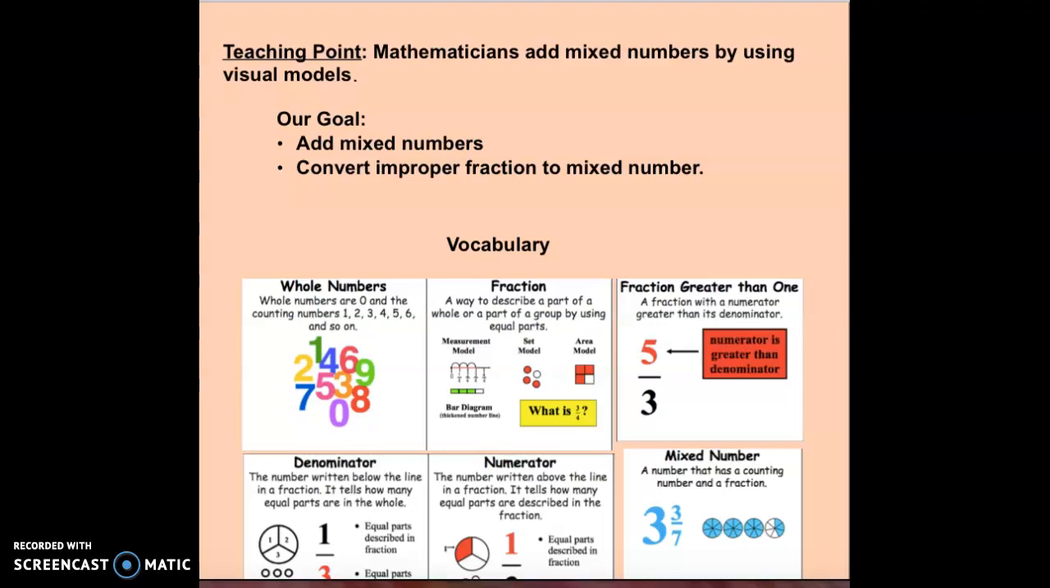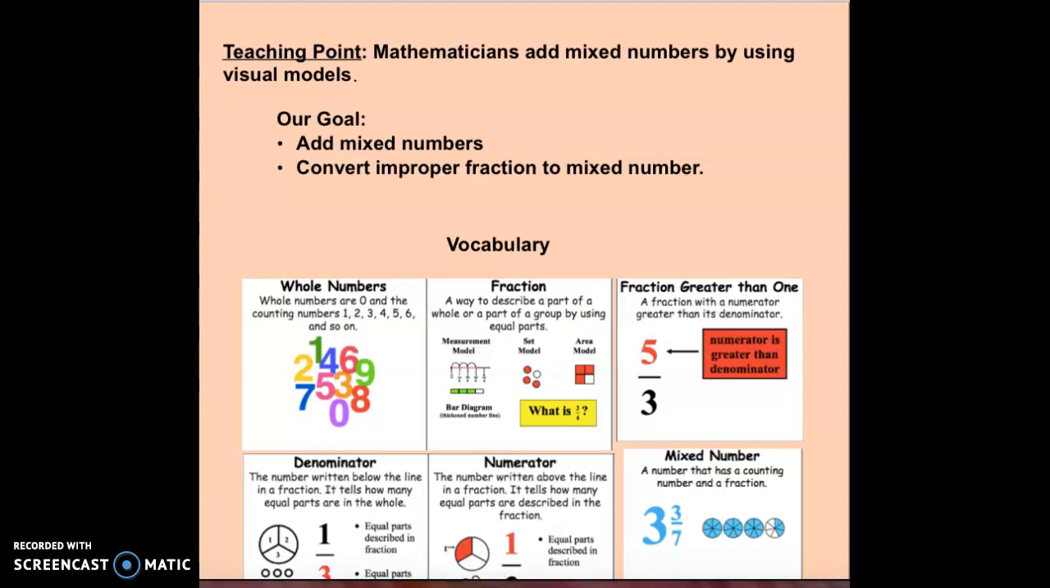Hello, mathematicians. I am so excited for us to continue our math unit in fractions. And our first lesson today, we're going to be adding mixed numbers. The teaching point today is mathematicians add mixed numbers by using visual models.